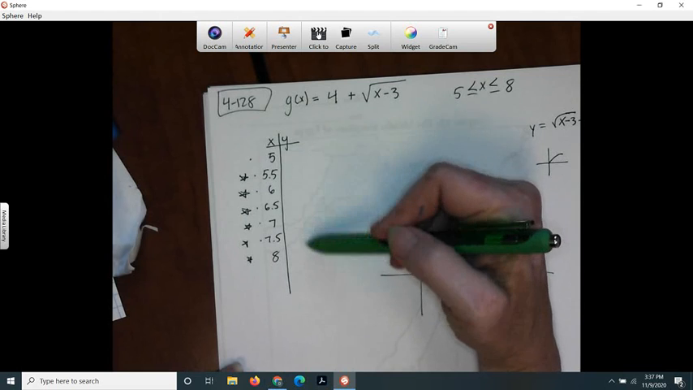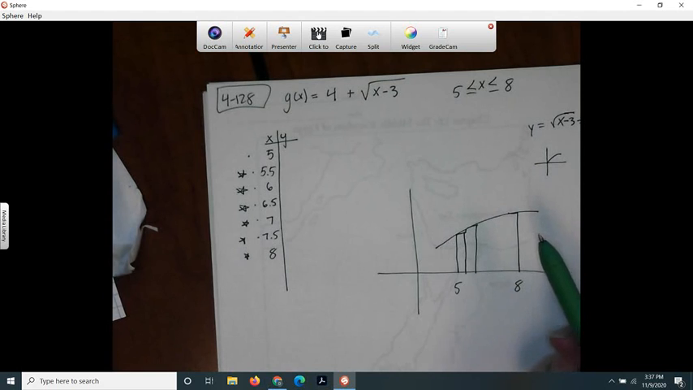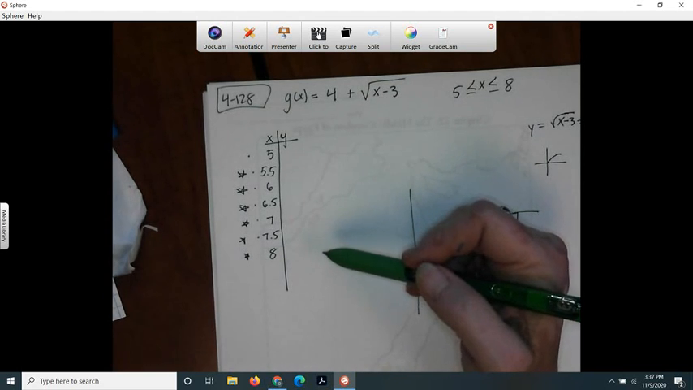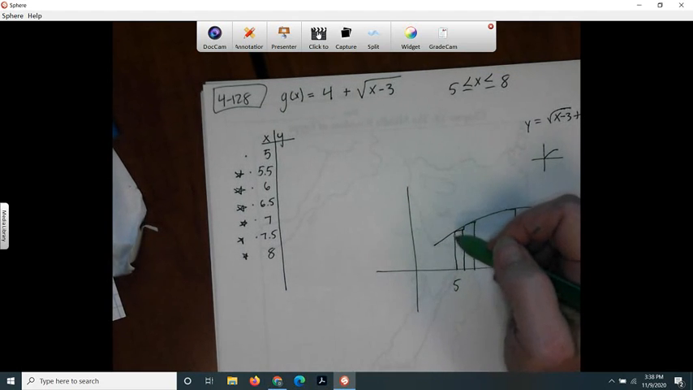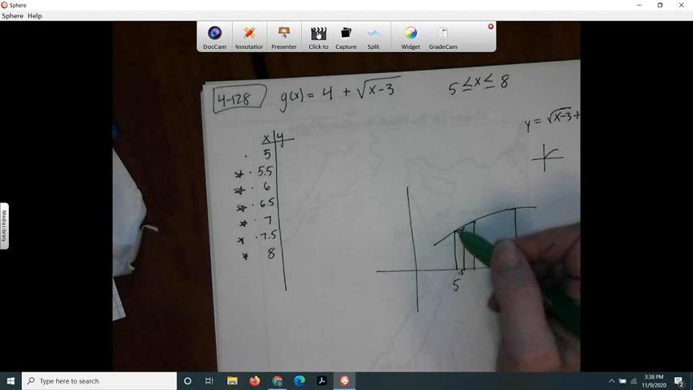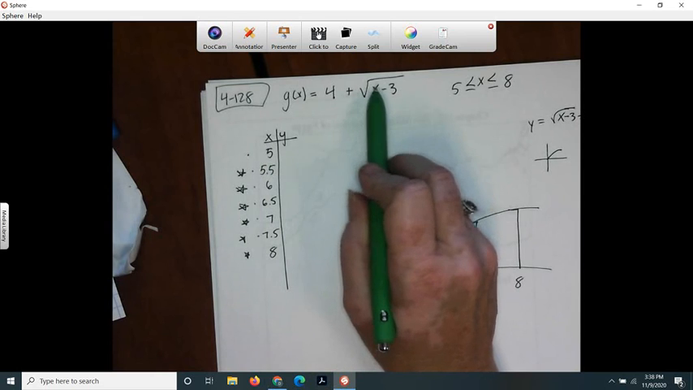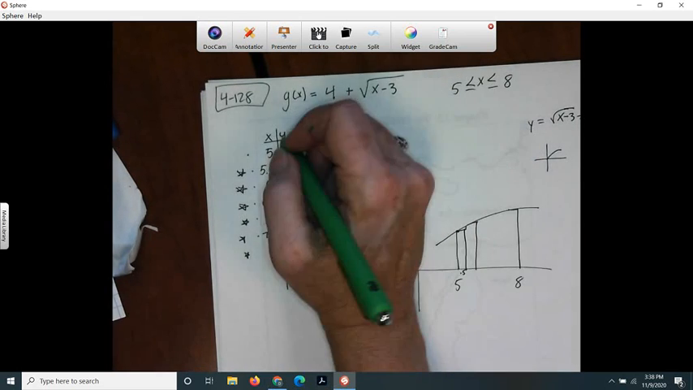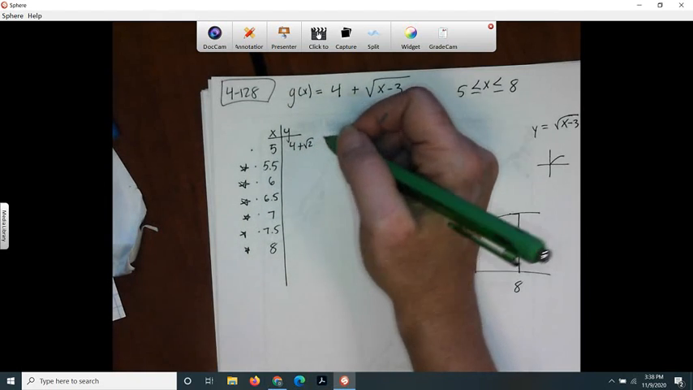I don't know if that makes sense to you, but all I have to do is get the y values for these, and that'll give me the heights of the rectangles. Then I can add those heights together and multiply by a half, because they're just rectangles. Let's find this one's height. Its width is 0.5, and its height is found by plugging 5 into this function. So 4 plus the square root of 5 minus 3, which is 4 plus square root 2.